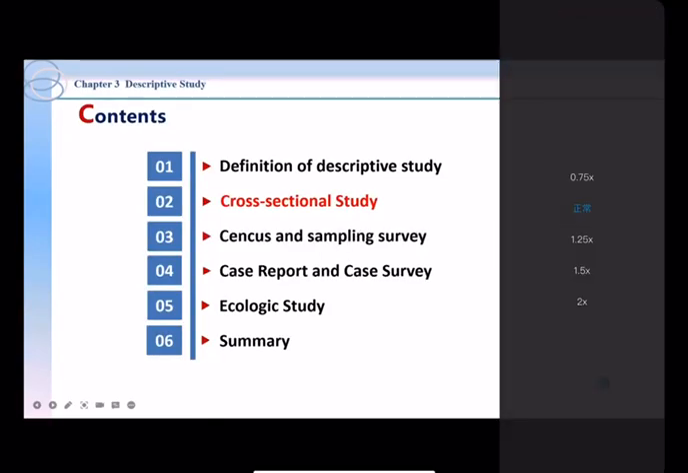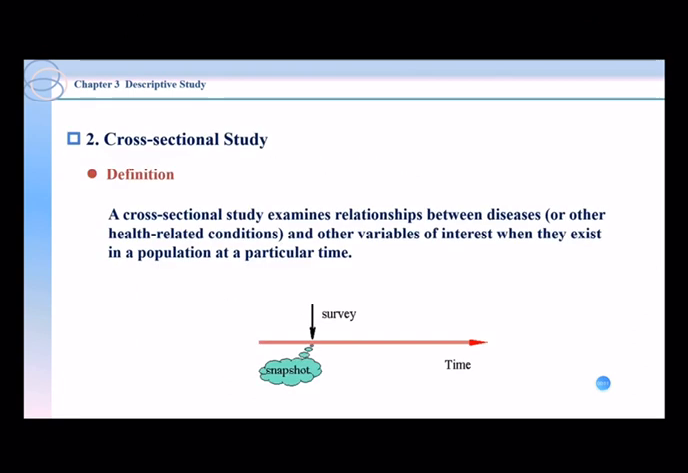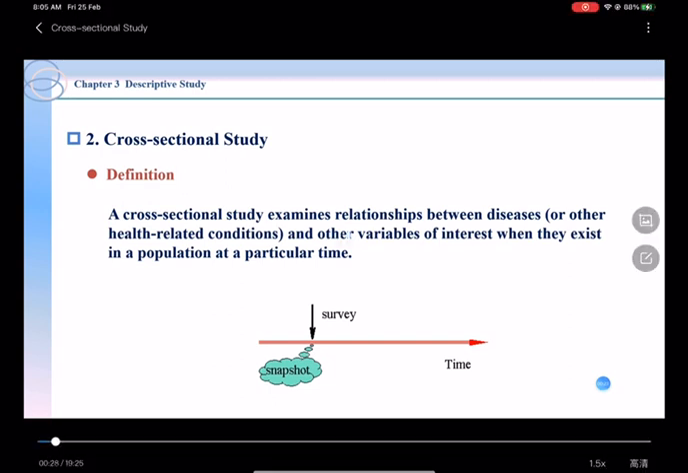So in this section, we are going to learn about cross-sectional study, which is also one of the most important parts in this chapter. So what does cross-sectional study mean? A cross-sectional study examines the relationship between disease or other health-related conditions and other variables of interest when they exist in a population at a particular time.